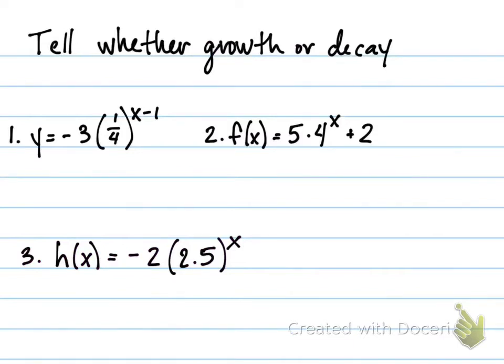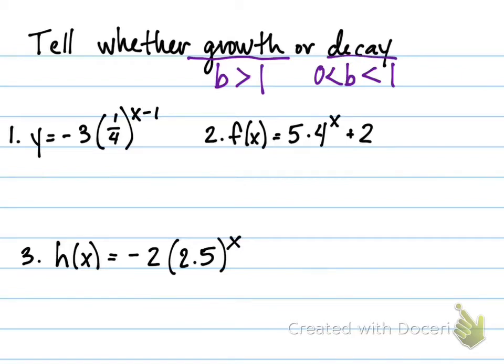For these examples, they want us to tell whether it's an exponential growth or decay. Remember, it's a growth if my b value is greater than, not greater than 0, greater than 1. And it is a decay if my b value is a number between 0 and 1. So if it's a fraction.